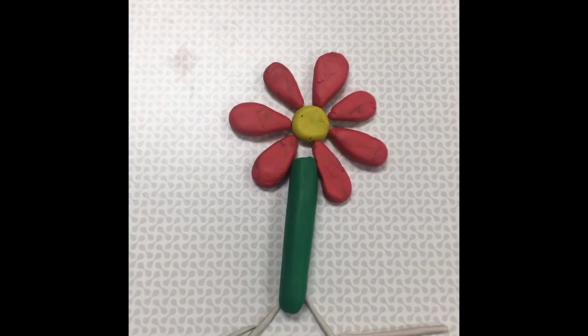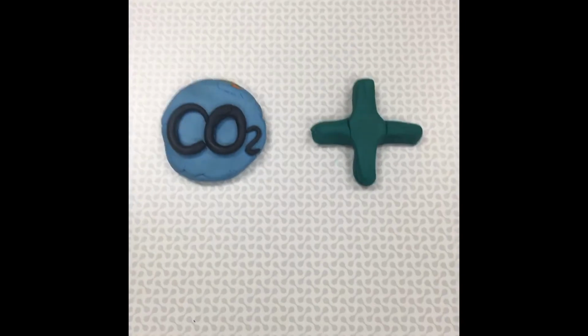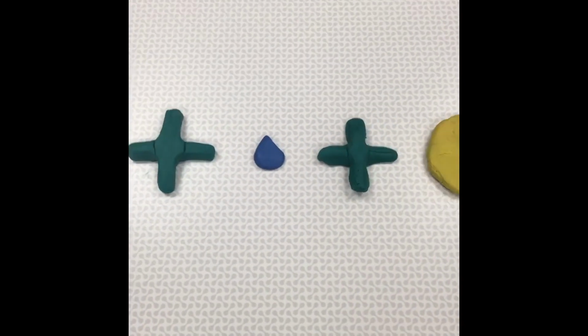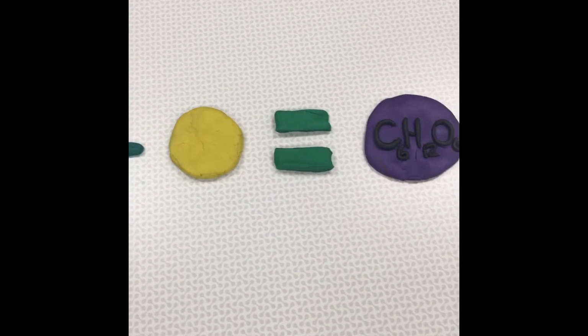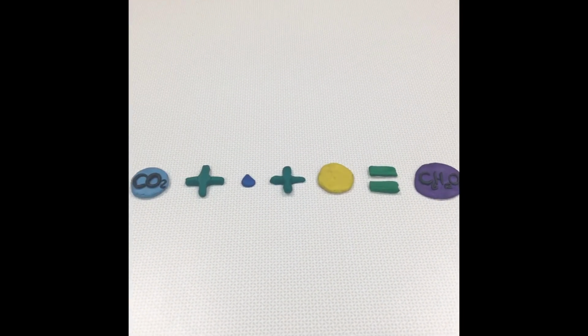Now, let's take a look on what's happening inside the flower, shall we? Inside the flower, a chemical reaction is happening. CO2 plus H2O plus the sunlight equals C6H12O6. That's glucose.